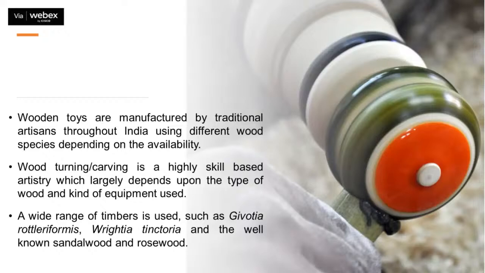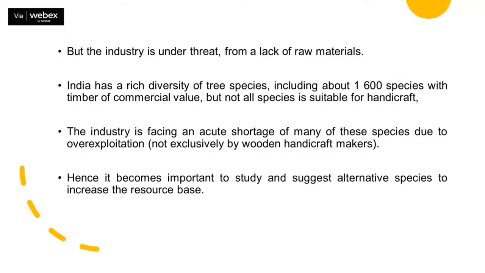A wide range of timbers found application in wood handicraft industries, and some of the prominent ones were Gmelina arborea, Holarrhena, Dalbergia tinctoria, as well as sandalwood and rosewood. So this indicates that any species, irrespective of the density, can be preferred for handicrafts depending on the type of handicrafts to be prepared and depending on the tools that can be utilized. So this suggests that there is huge scope for utilization of other species for handicraft purposes.